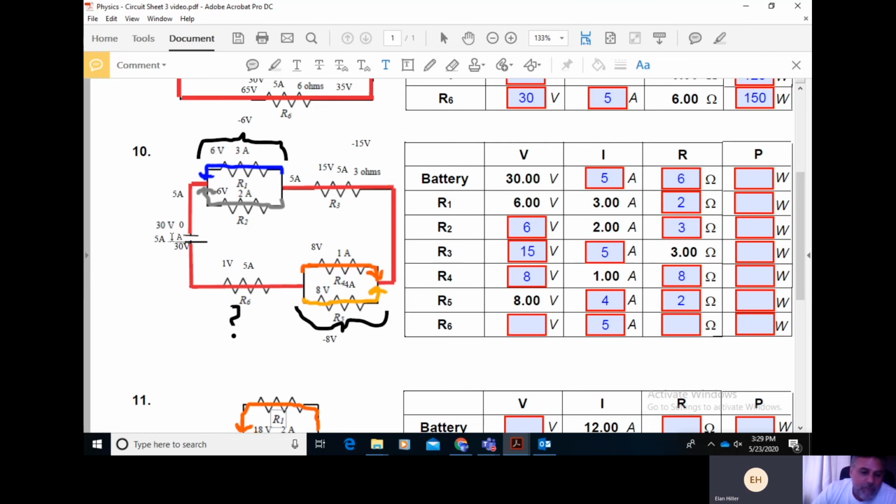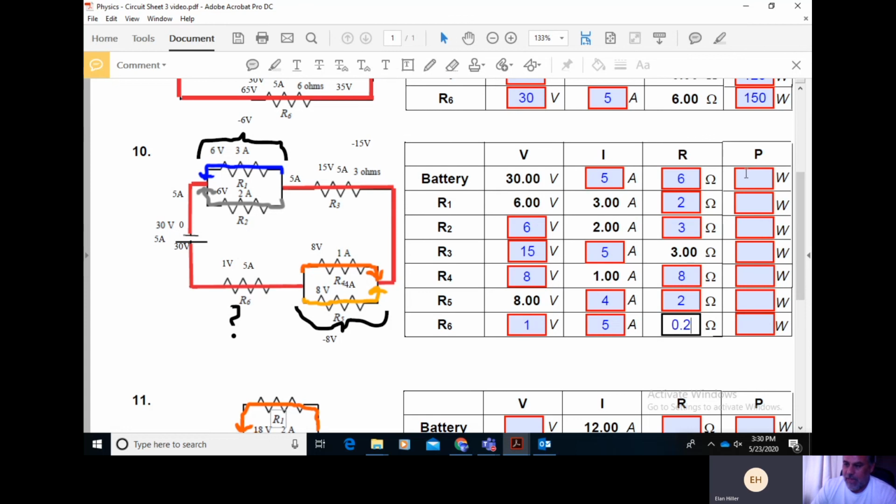Now, remember, the voltages will subtract to 0, but another way to figure this out is to simply add the voltage around the circuit and see if it adds up to the original voltage on the battery. So 1 plus 8 is 9. 9 plus 15 is 24. 24 plus 6 is indeed 30. It checks out. That's 1 volt. 1 volt divided by 5 amps is 0.2 ohms.